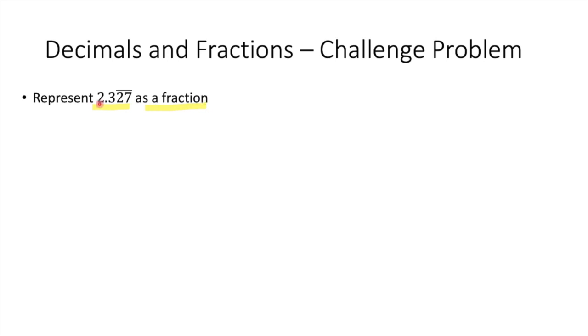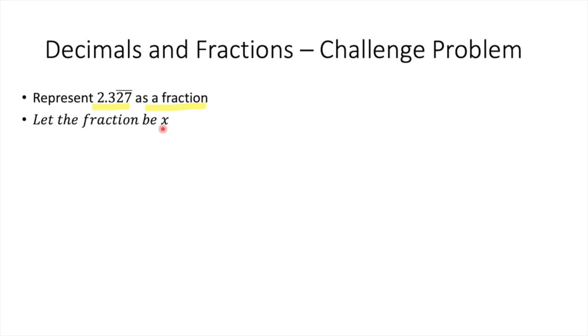The first point to note here is that only the 27 is recurring. The 3 is not recurring. So this decimal would be 2.3272727 and so on. Next, we will call this fraction, the fraction that represents this decimal, as x, since we do not know what this fraction is.